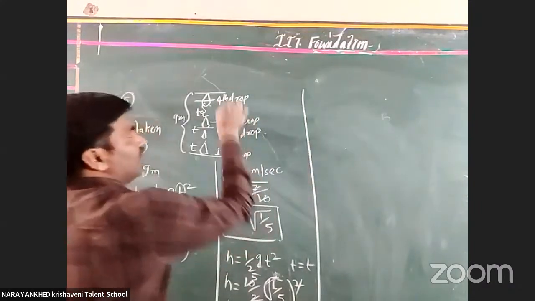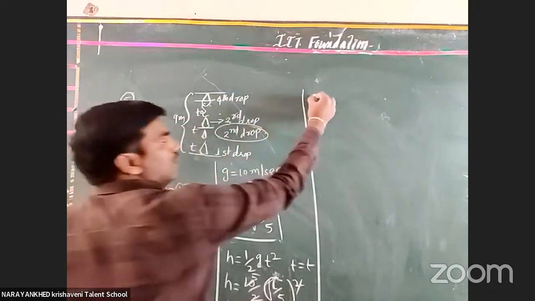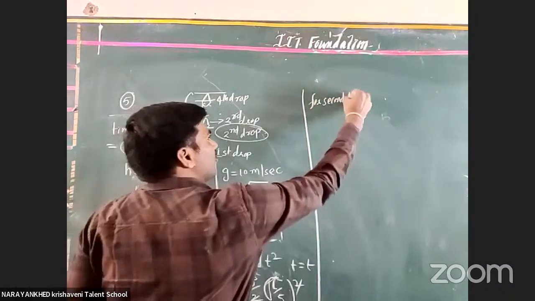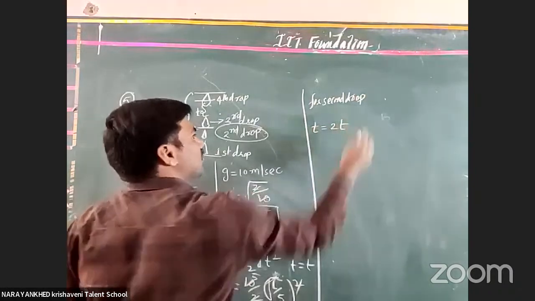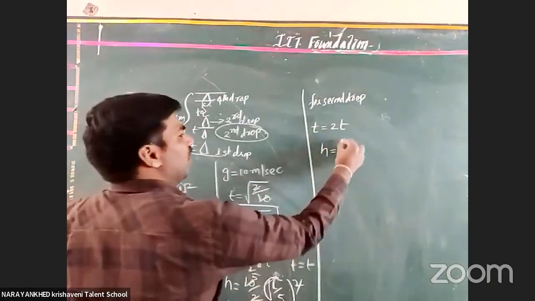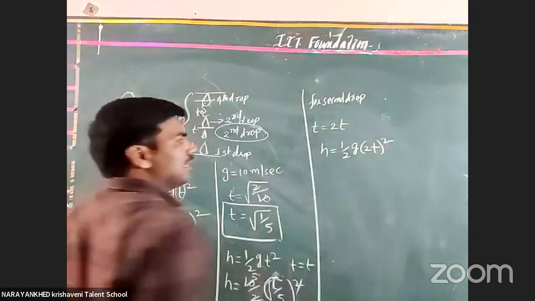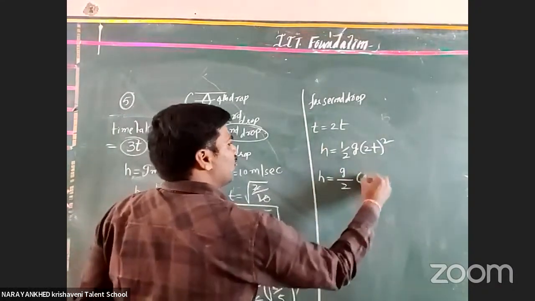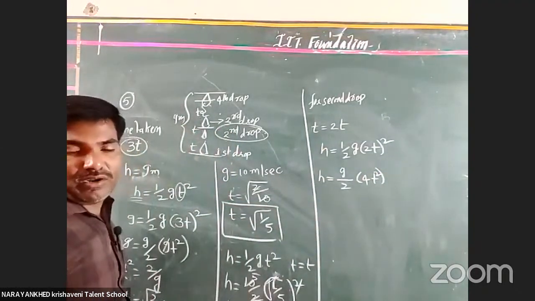Next. Yes, and here what is the distance for the second drop? How much time will be taken for the second drop? Time is how much? For the second drop, t is equal to 2t. Here t is equal to how much? 2t. Now the formula is what? Same formula. Half into g into 2t square. g by 2 into 4 t square. Clear or not? It is 4 t square.